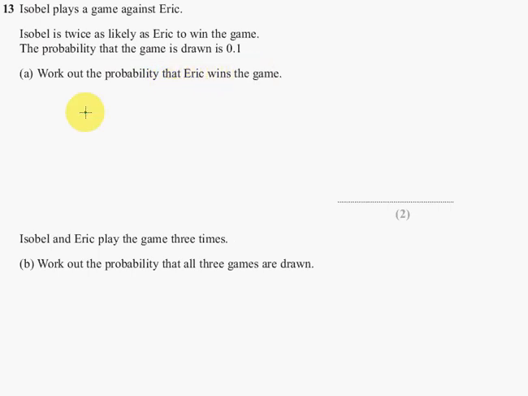So it can only either be win, lose, or draw. Okay? All of those things have to add up to 1. Now it says Isabel is twice as likely as Eric to win the game. So let's start with Eric first of all. Let's pretend Eric's probability is x, as we don't know it. Add the probability of a draw, which is 0.1. Add the probability of him losing, which says that Isabel is twice as likely as Eric, so 2x.